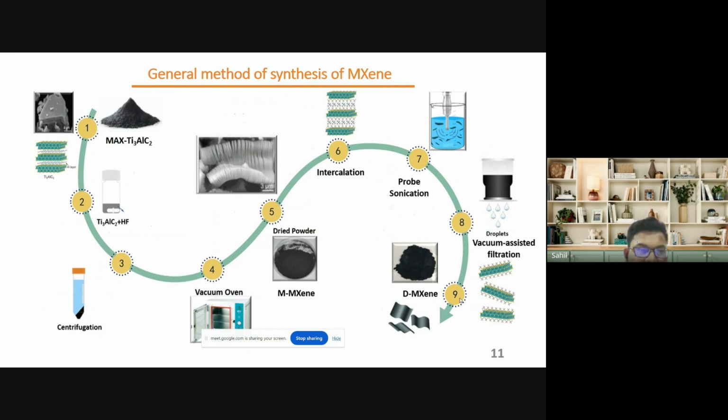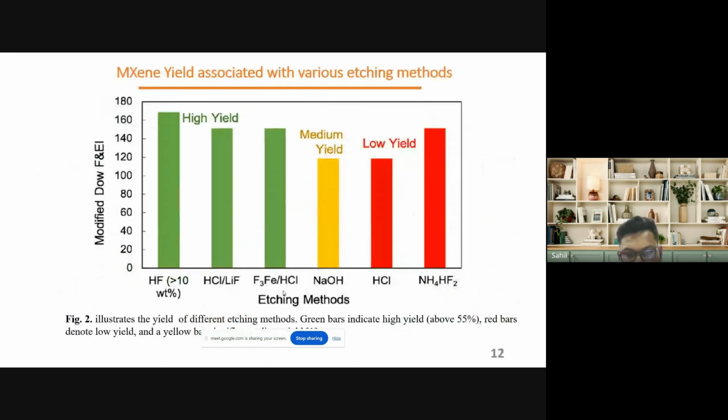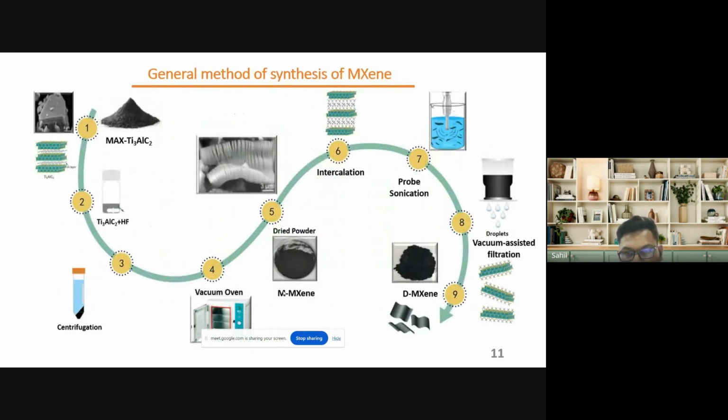Here, the MAX phase, as shown, titanium aluminum carbide, we stir with hydrofluoric acid, and after stirring for 24 hours, we centrifuge it to maintain its pH, and we dry it. So the powder we get, as shown here, is the MXene. It is multi-layer MXene, as we talk about the morphology.